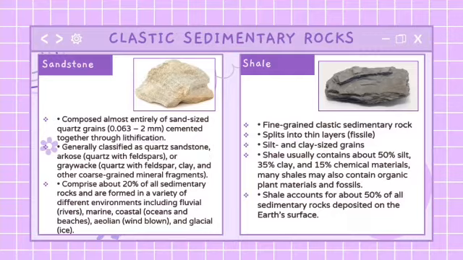Sandstone rocks are composed almost entirely of sand-sized quartz grains cemented together through lithification. Sandstones comprise about 20% of all sedimentary rocks and are formed in a variety of different environments including rivers, marine, oceans and beaches, and glacial, or ice. The color of sandstone varies depending on its composition. The most common sandstones have various shades of red caused by iron oxide. In some instances, there is a purple hue caused by manganese.